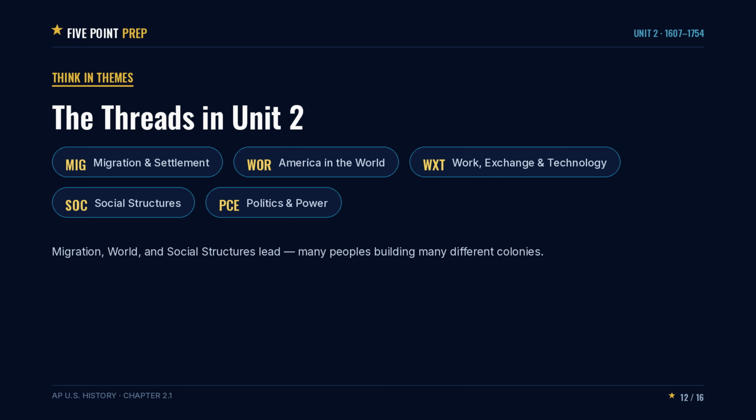In theme terms, Period 2 is led by migration and settlement, waves of Europeans and Africans moving to and within North America. America in the world is huge here too, as empires compete for the continent. You'll also see work, exchange, and technology in the colonial economies and trade, social structures in the very different colonial societies, and politics and power as self-government begins to grow. Lead with migration, with America in the world. And with social structures.